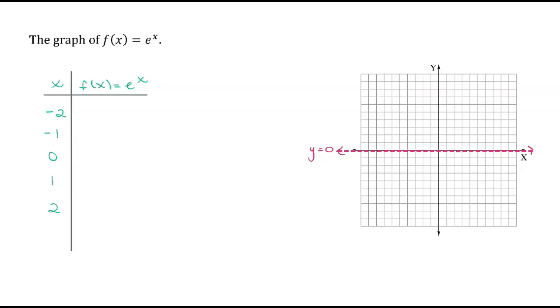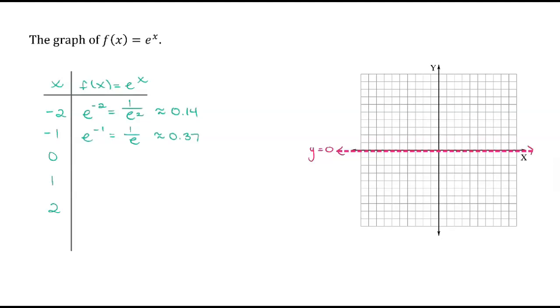When x is equal to -2, f of x is equal to e raised to the exponent of -2, or 1/e squared. To help us graph this, we'll use the approximation of 0.14. When x is equal to -1, f of x is e raised to the exponent of -1, or 1/e, which is approximately equal to 0.37.